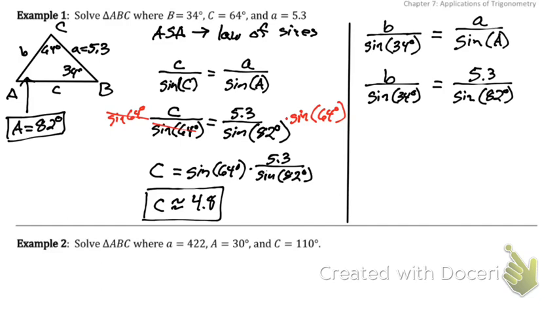Multiply both sides by sine of 34, so I'm left with just B on this side. That's going to equal B equals sine of 34 degrees times 5.3 all over sine of 82 degrees. Can someone plug that in and get that number for me? Rita. It's just about 3. Yep, that's what I got.